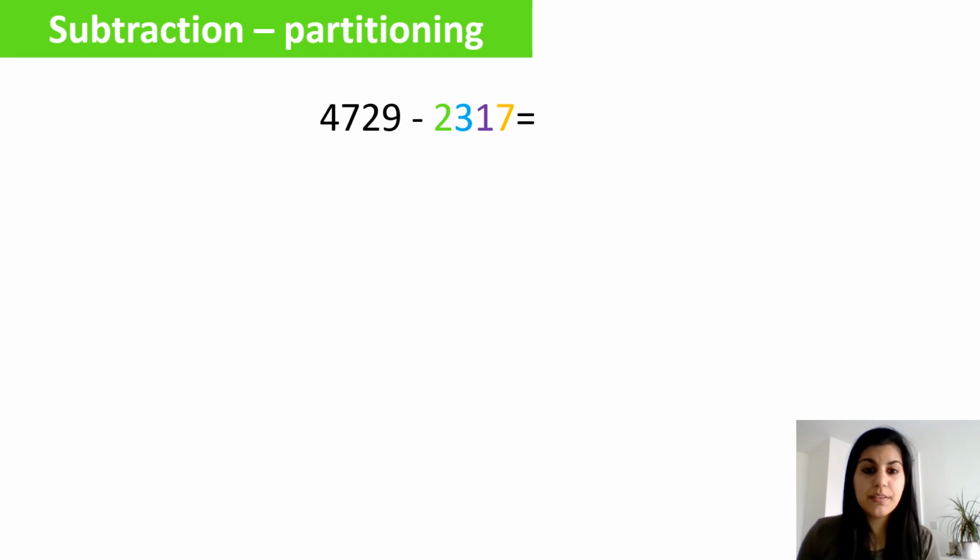You've got 4,729 take away 2,317. Pause the video and see if you can complete this calculation on your own. Okay, shall we see how you got on?